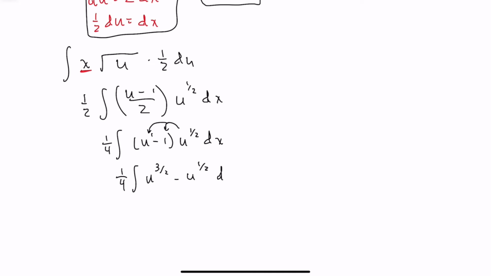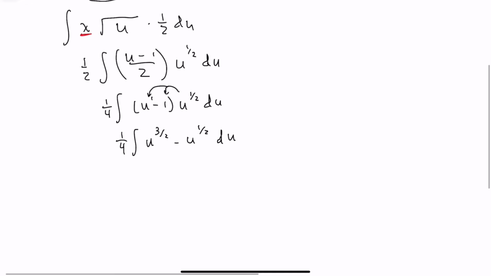And I made a slight mistake here. For some reason I wrote dx, but this is the same du we had over here, okay? So I just wanted to emphasize that these are du's, not dx's. My mistake. Okay, so now we can take the antiderivative of each of these using power rule. Remember how that works? You add 1 to the power and then divide by the new power. Dividing by a fraction is the same as multiplying by the reciprocal of the power, so we end up getting this. And of course we have that 1/4 on the outside, and then we write plus c.